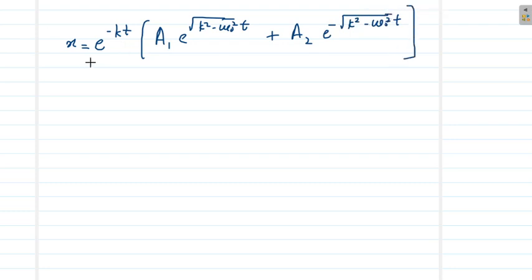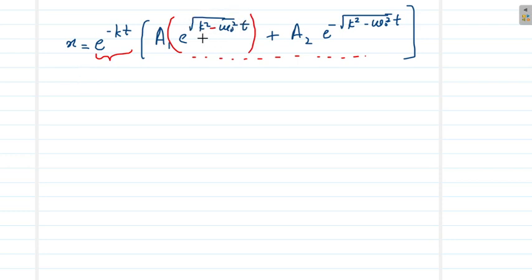Now, as I have already said, the initial term is e raised to minus kt, and let us try to understand the behavior of the terms inside this square brackets. We have e raised to root of k square minus omega 0 square into t here, and the behavior of this function will actually determine the behavior of the whole system.